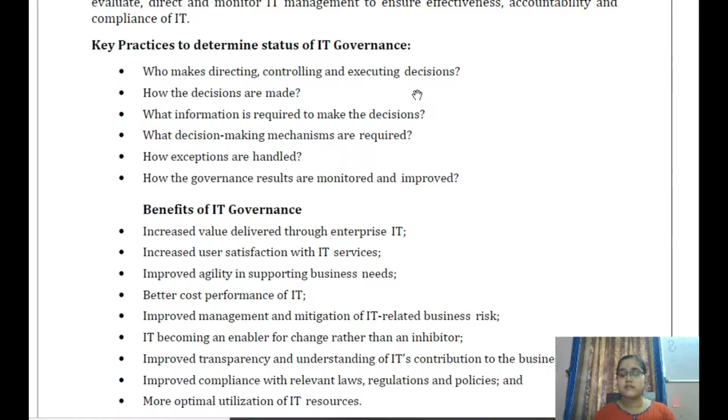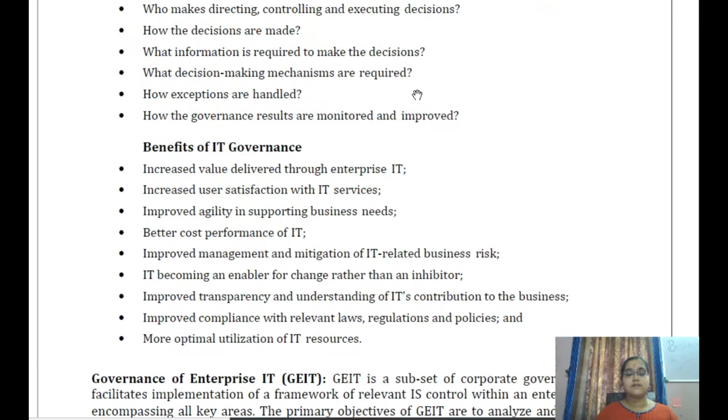It means who is taking the decision of directing and controlling, and how the decisions are being made. Is it only a one-sided approach or is it two-way communication? Then what information is being considered for making a decision? If anything deviates from the information, how are the exceptions being handled, what decision making mechanisms are being required, and how are the governance results monitored and improved? So once you implement a system, it won't be sufficient to just implement it. We need to revise it and keep constantly observing it. Therefore, if results are given by the system, how are the results monitored and improved?